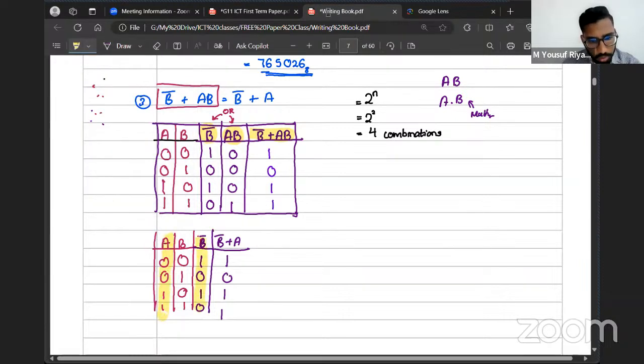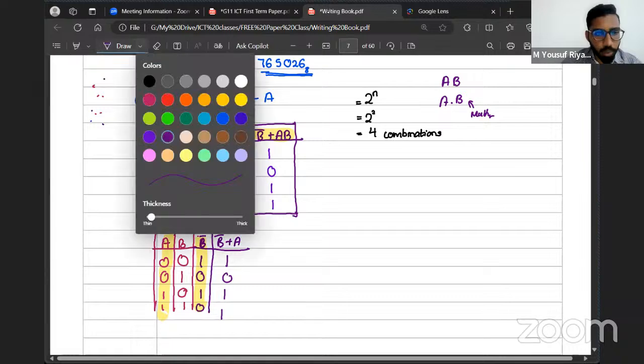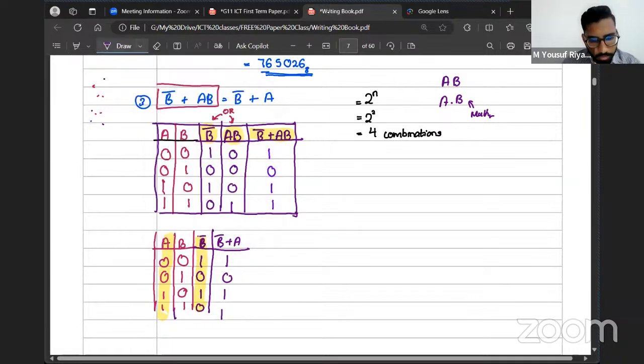So when I compare these columns, the first one is going to give you 1. Second is giving you 0. Third is giving you 1. Fourth is giving you 0. So what I did here is I drew the truth table.